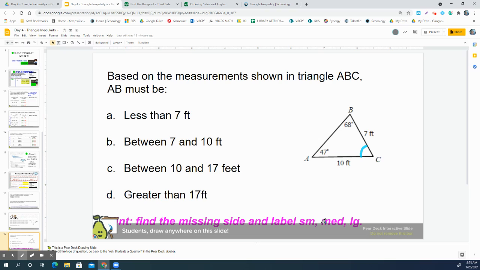So if I do that, 180 minus 47 minus 68, right? I get 65. If I got that wrong, please let me know. So how does that help me? Absolutely. So 65 is my medium angle. So this has got to be my medium side. 47 is the smallest angle, so 7 has to be my smallest side. And then 68 is the biggest angle, so that has to be the largest side.